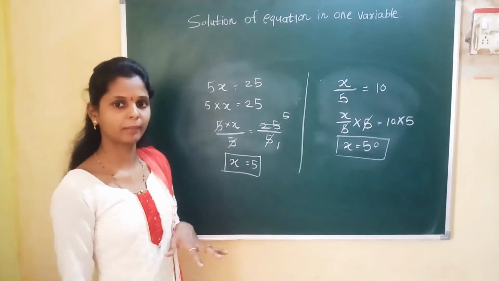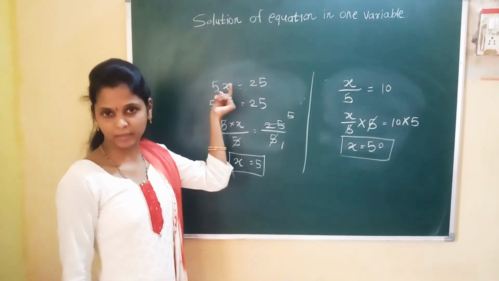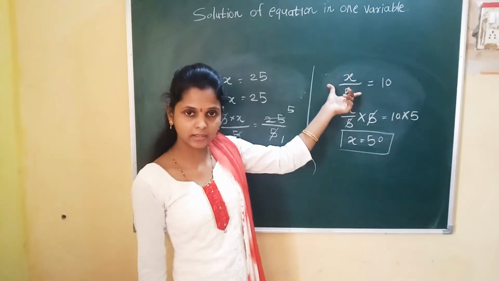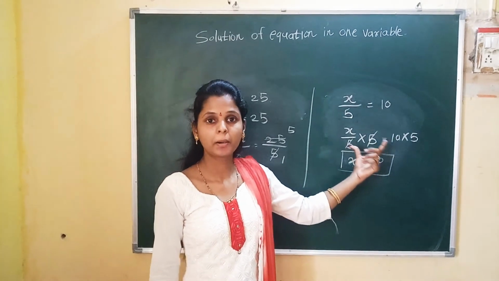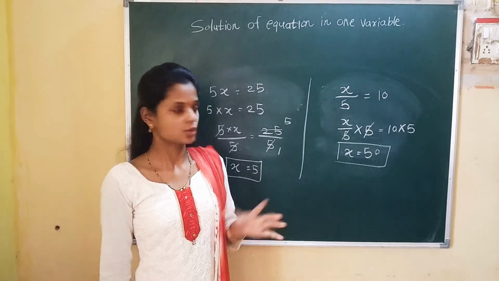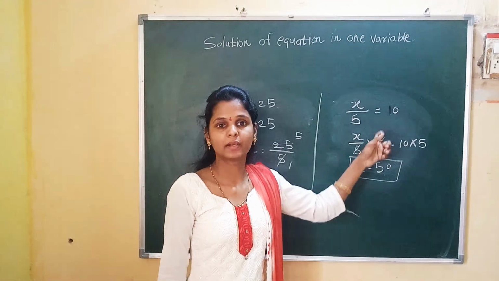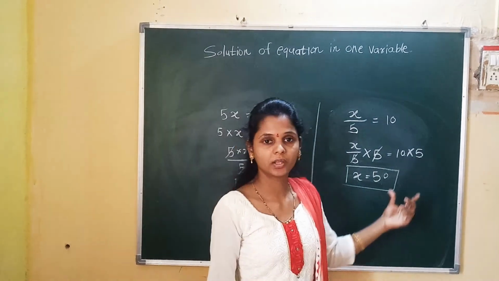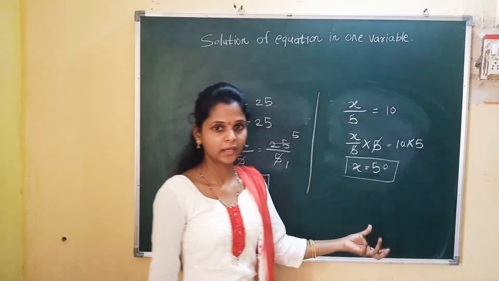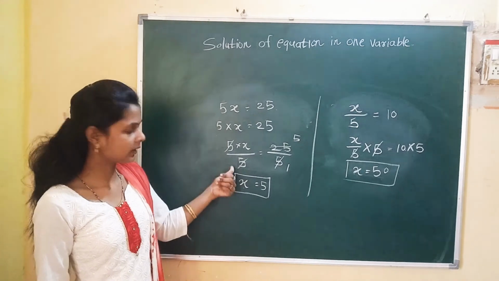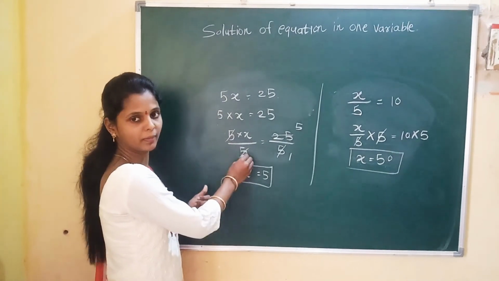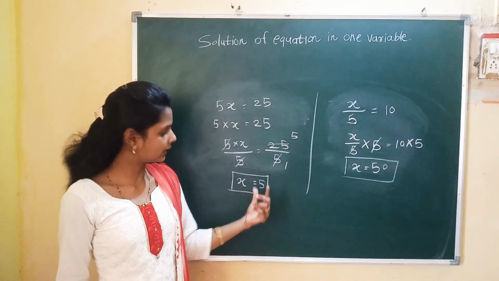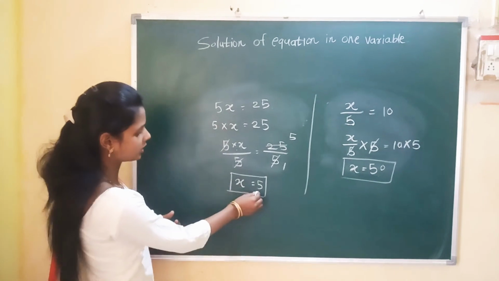So basically you have to remember only one thing: whenever there is a multiplication in the equation, you have to do the division, and whenever there is a division you have to do the multiplication with the same number only, so that these two numbers will get cancelled and you will get the answer as 1, and only x remains on the left hand side, and on the right hand side you will get the answer of your equation. You can check here, x is equal to 5.